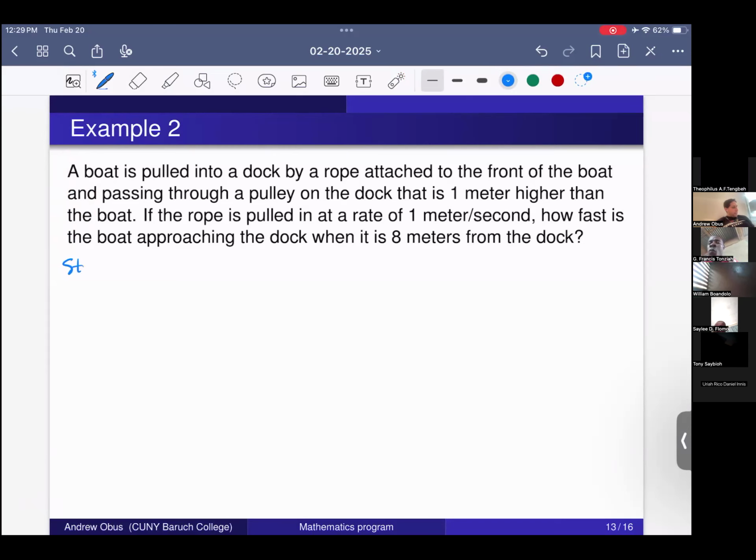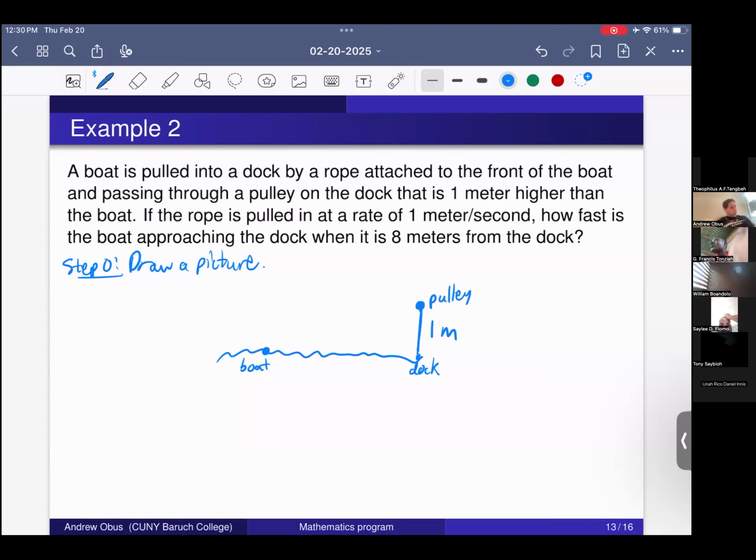So for a problem like this, we're going to start with a step 0, which is draw a picture. We should definitely draw a picture of what's going on. So here's the boat, and here's the dock, and here's the pulley. The pulley is 1 meter above the level of the boat. And here's the water.